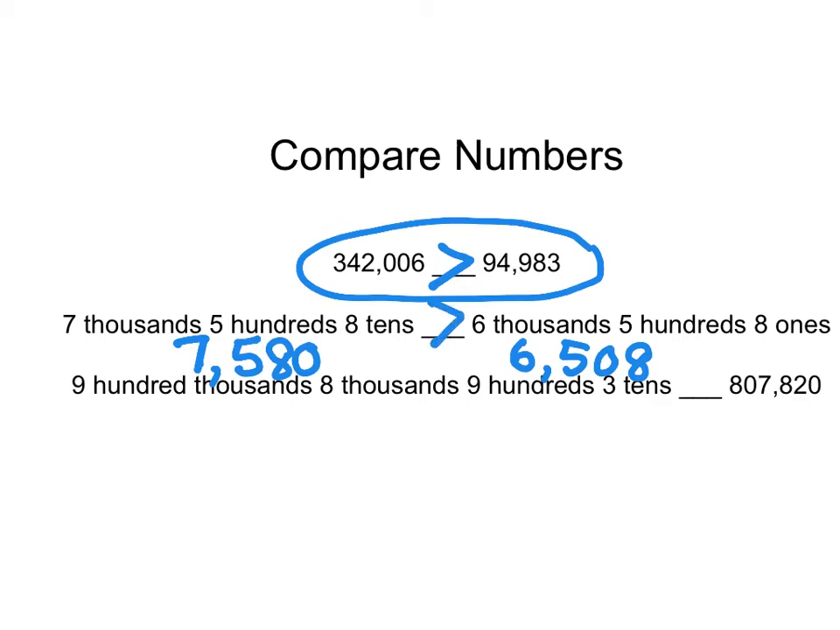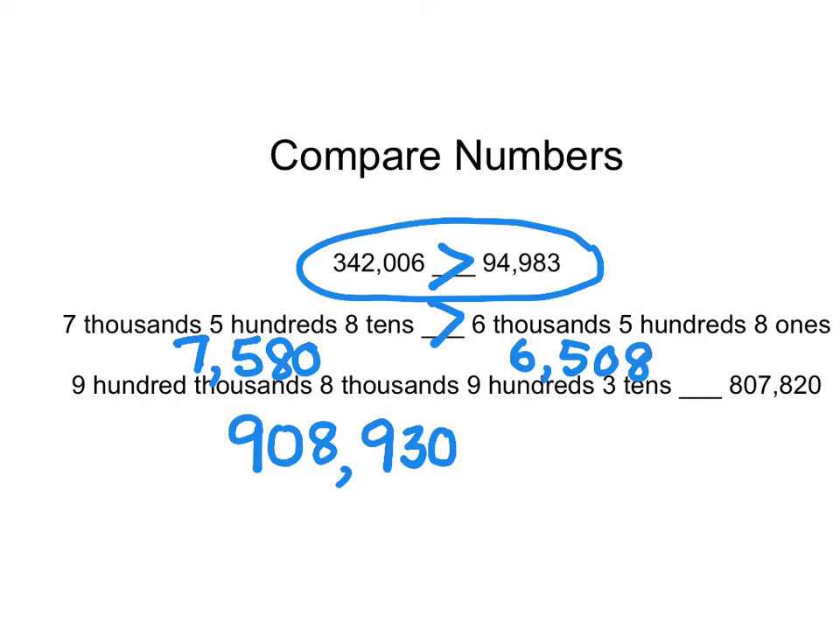Let's look at that last problem, and that's comparing a number in written form to a number in standard form. So let's read that together. 900 thousands, 8 thousands, 9 hundreds, 3 tens. This is actually written in expanded form. So we know we have 900 thousands, and it doesn't mention 10,000, so that must be that we have 0 of those. 8 thousands, and then we have 9 hundreds, 3 tens, and no ones.